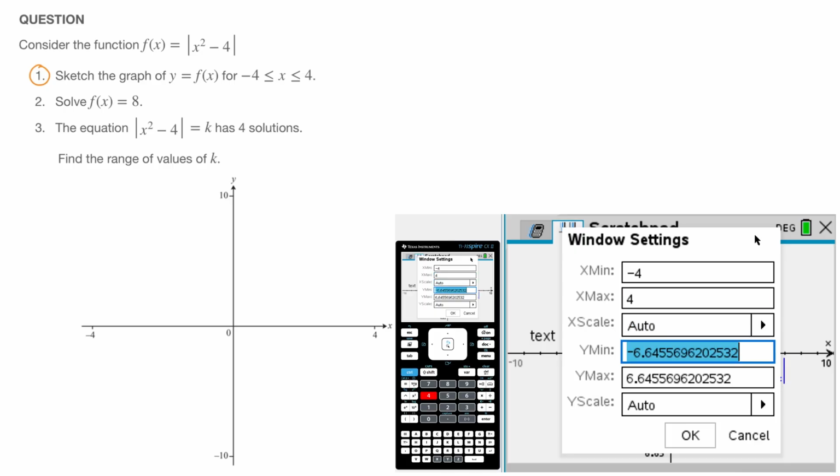Next, I move on to the y values. So we have a minimum value of negative 10 and a maximum value of 10 here. So I'll quickly type that. That's negative 10 and 10. I'm now happy with all of that, so I click on OK.